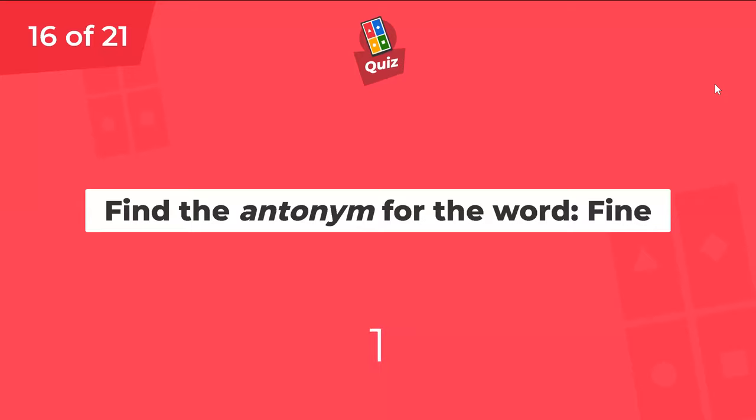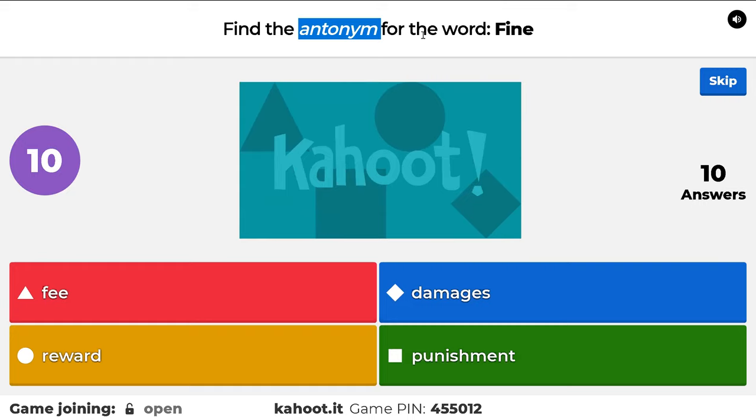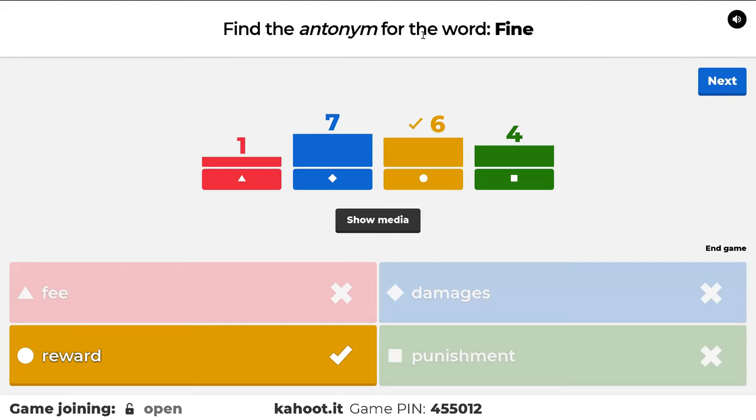Find the antonym for the word fine. So opposite meaning. And I'll give you a hint. Fine is a noun here, not an adjective. Fine is a noun here. Yeah, so I don't think you needed the hint because you could see that all the synonyms, fee, damages, punishment, those are similar types of fines, right?